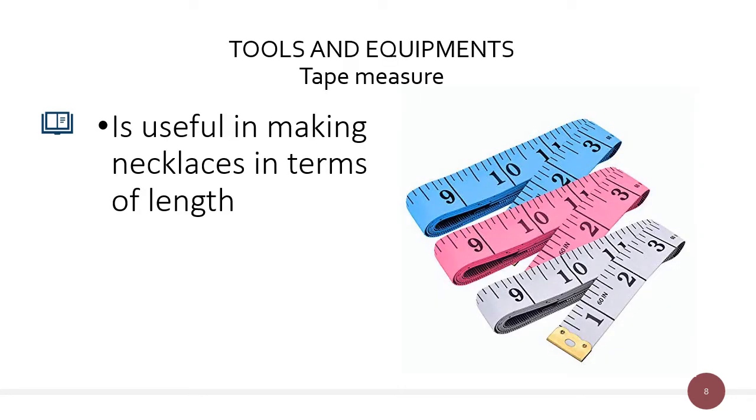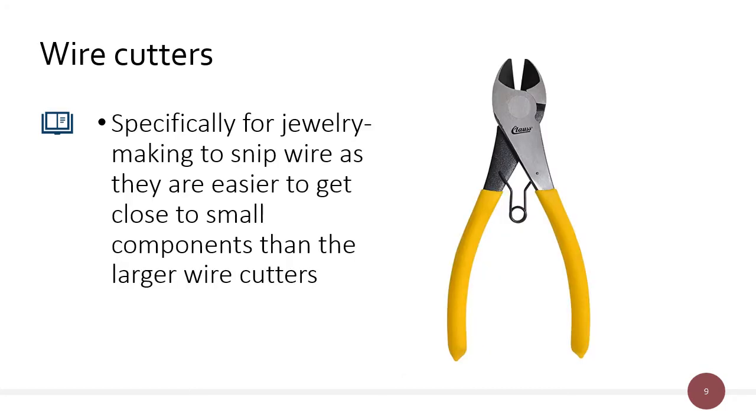Let us now proceed with the tools and equipment. So let's start now with the first one, which is the tape measure. It is useful in making a necklace in terms of length. Wire cutters, specifically for jewelry making, to snip wire as they are easier to get close to small components than the larger wire cutters.